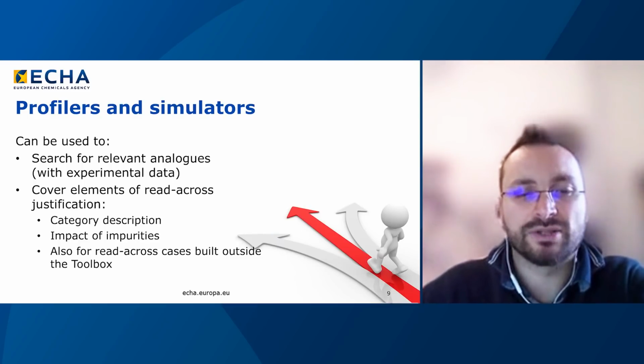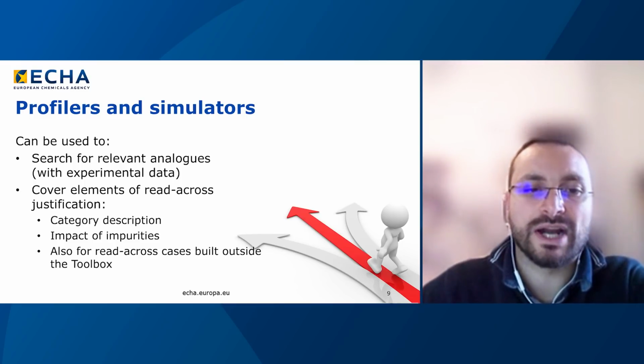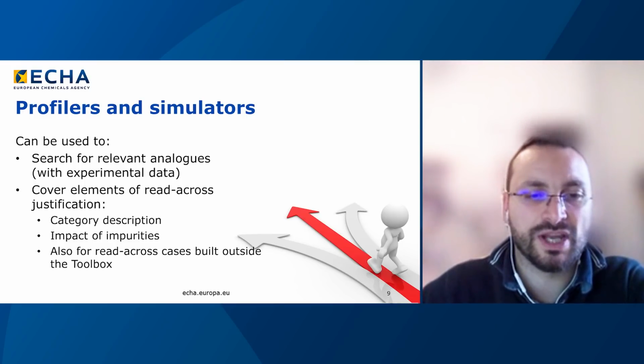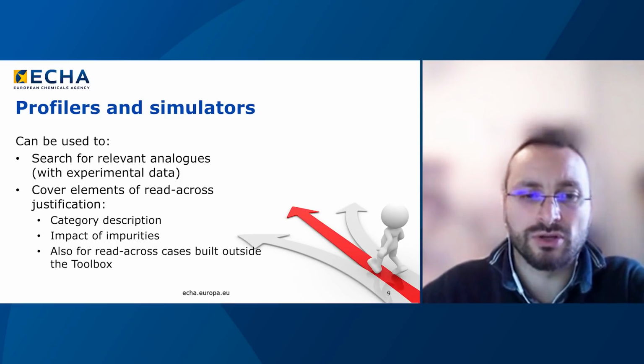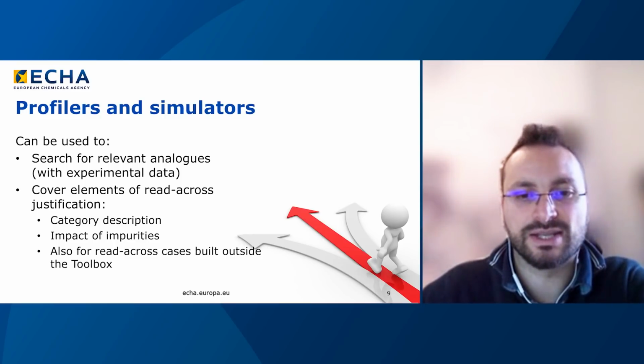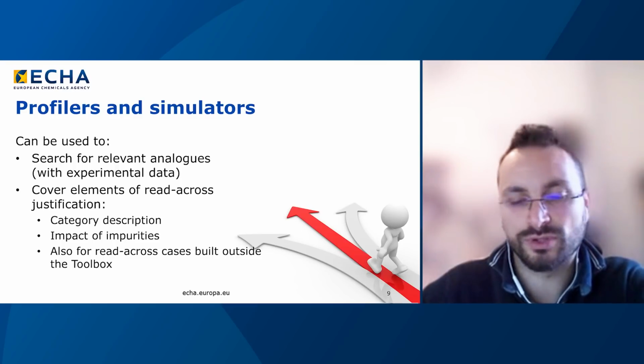Profilers and simulators can be used to search for relevant analogs, eventually with experimental data, and/or to cover elements of the read-across justification, such as the category description, the impact of impurities, and also to support read-across cases built outside the Toolbox.